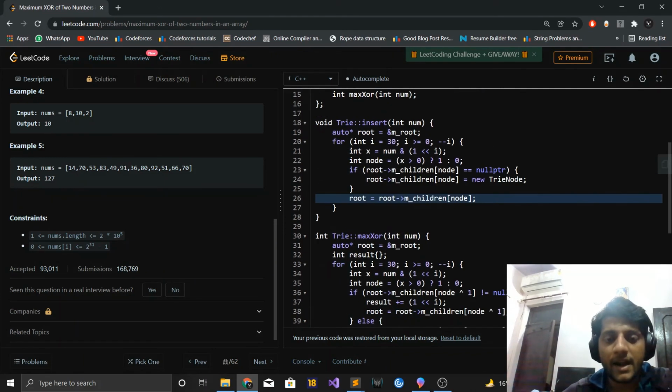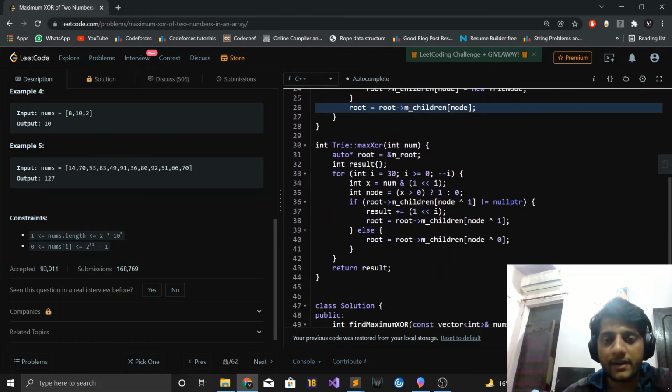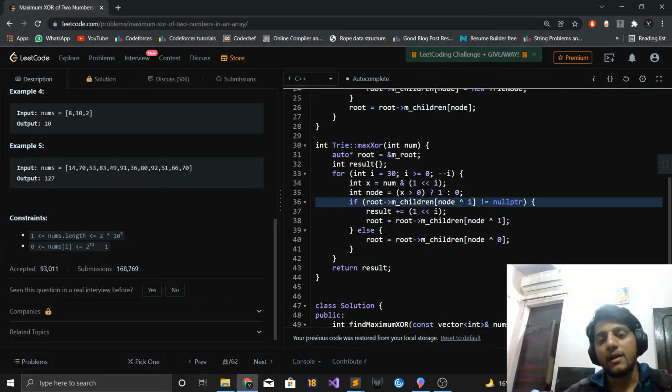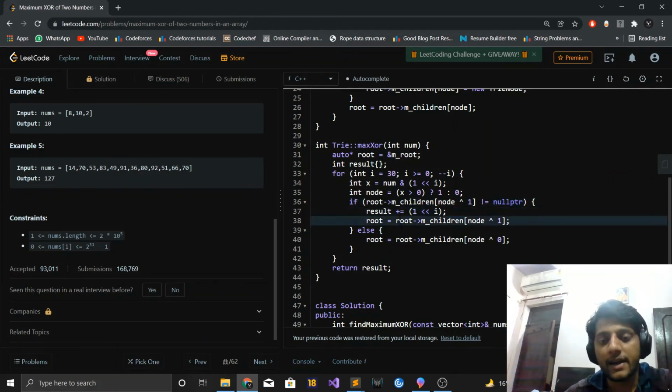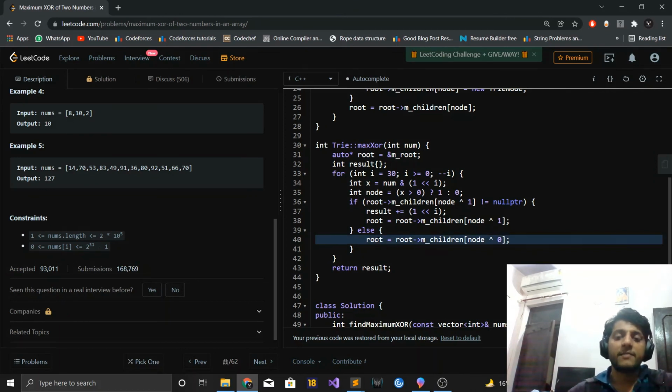Okay, and the maximum XOR function is also similar. I start iterating 31 times, from the root node to the leaf node, and for each bit I am trying to check if the child with the opposite bit exists or not. If it exists, then I will update my result, and I will go to that particular node. In case it does not exist, that particular bit in the result would be 0, hence I am doing nothing in this else, and I am updating my current root node. Eventually I will return the result. So this is a very simple code. You guys can have a look at it again.